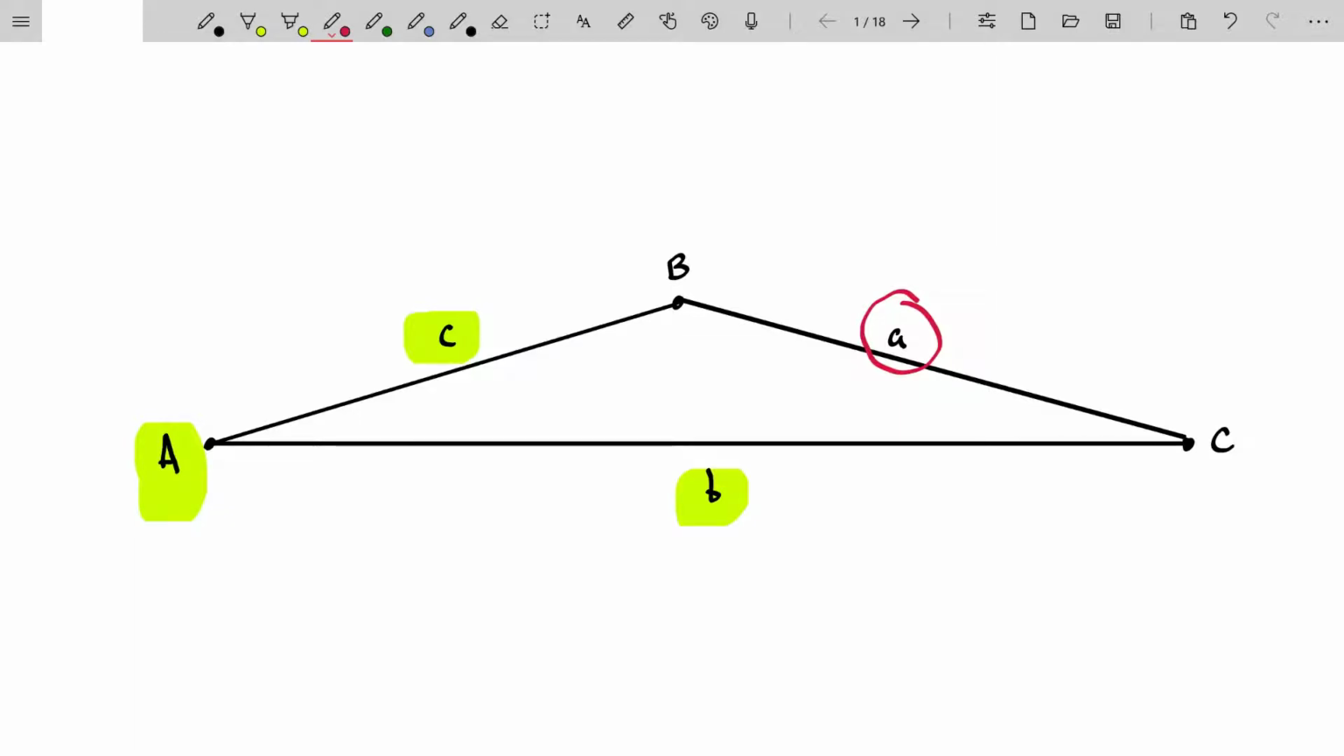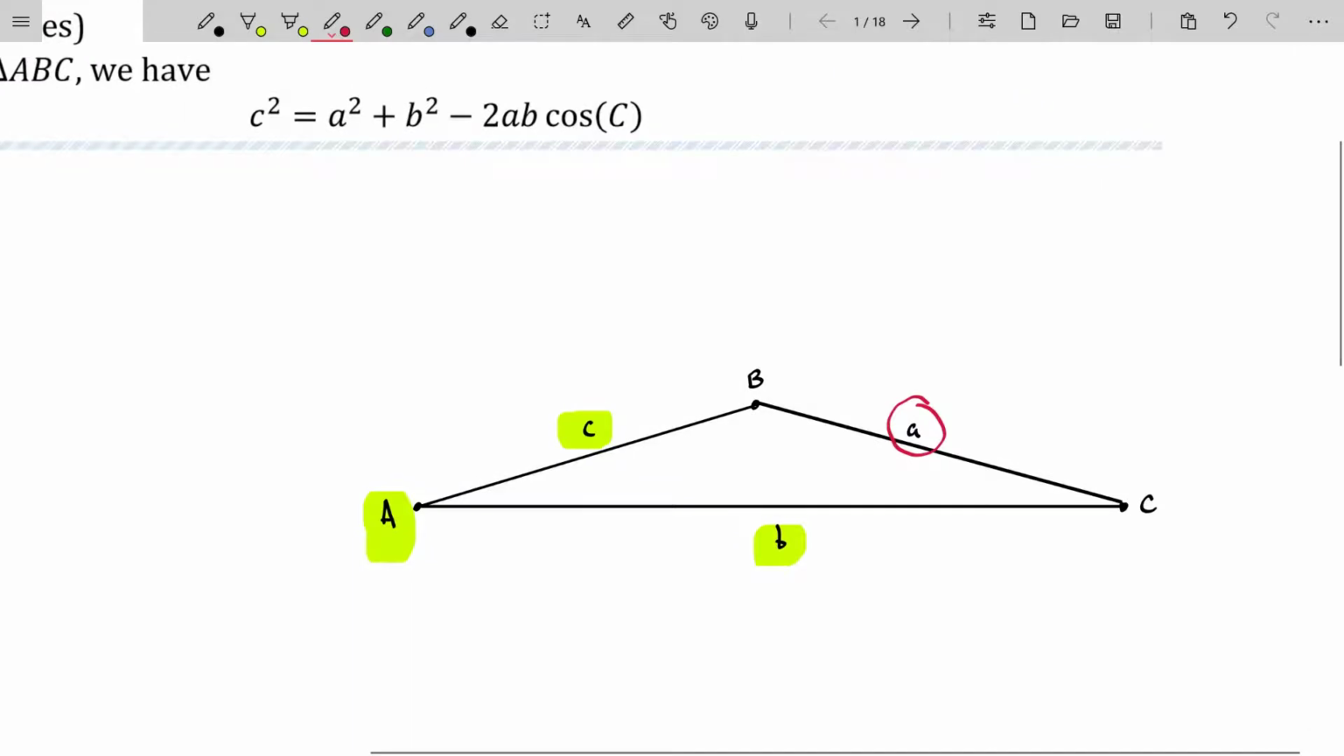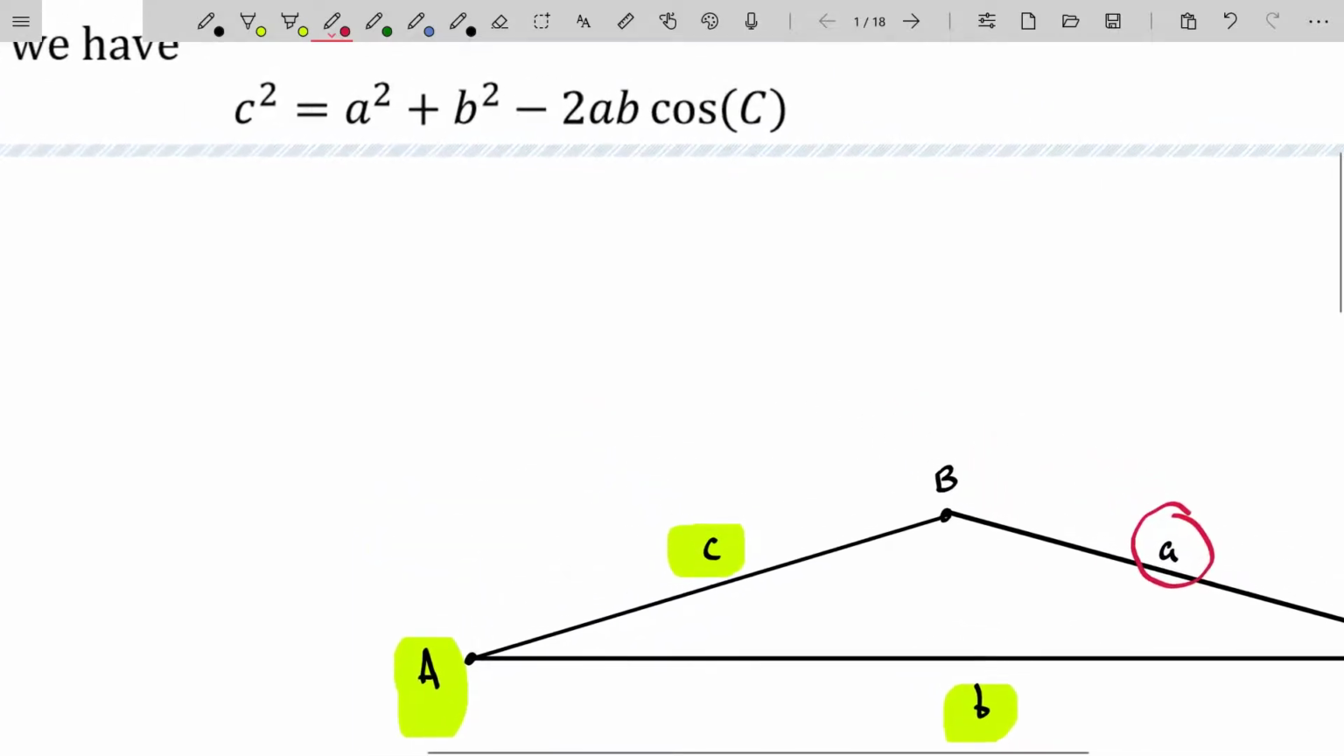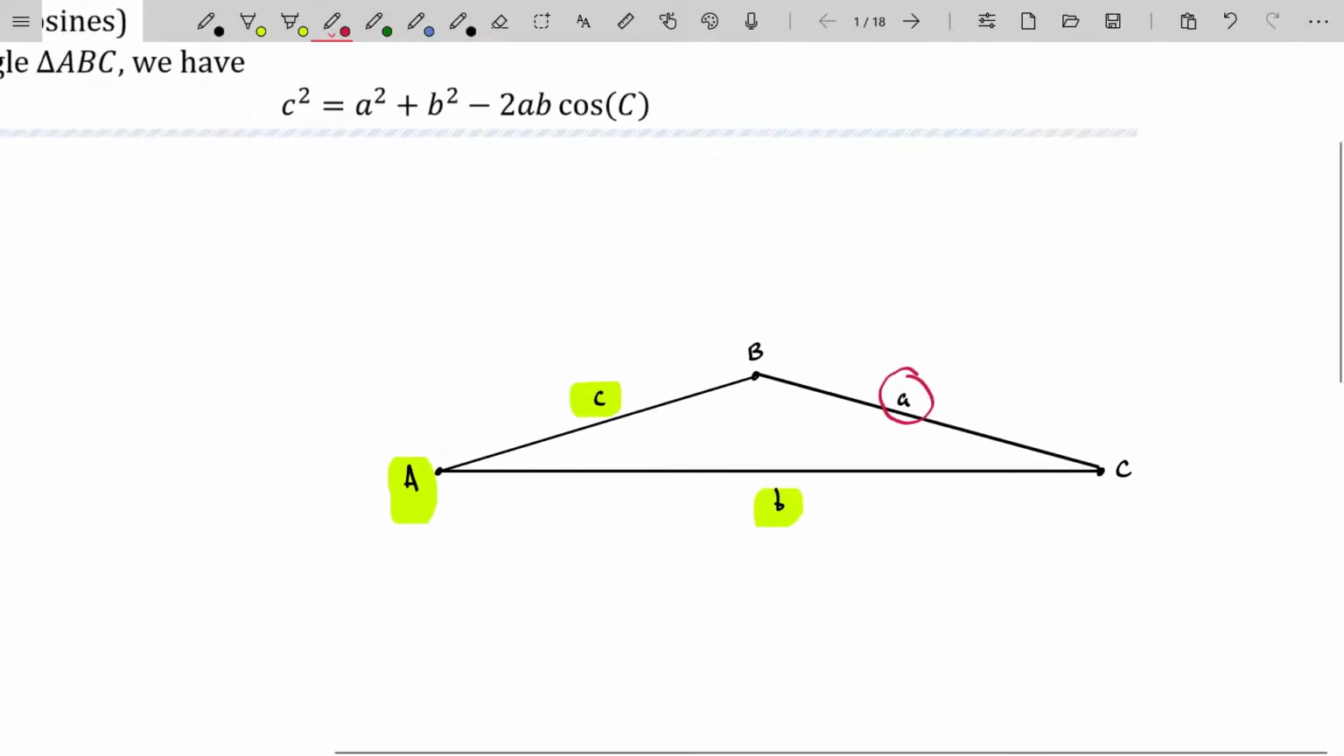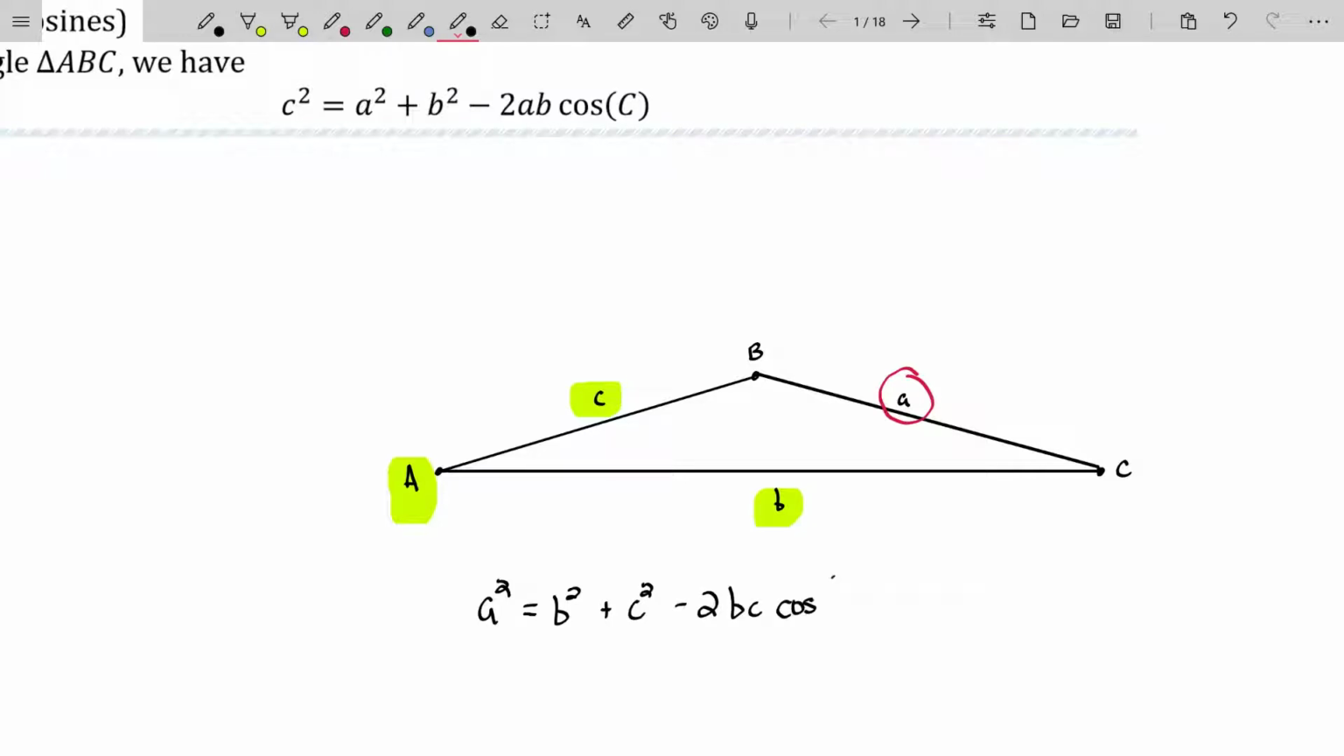So rather than memorizing a bunch of different versions of this formula, I'll just write it slightly differently. A squared is equal to B squared plus C squared minus twice BC cosine of the angle opposite this side. That's how that works. Whatever this side is, its opposite angle is right there.